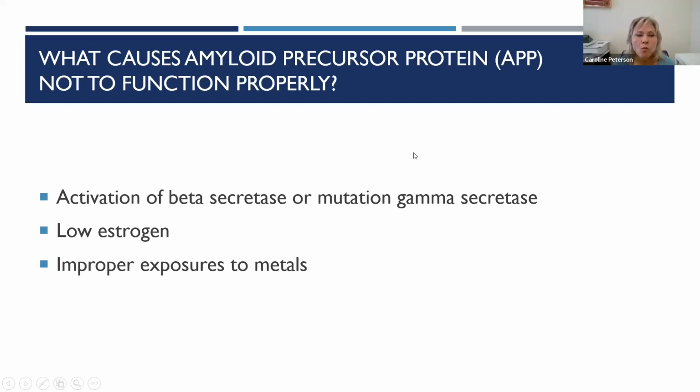So why does this APP, amyloid precursor protein, not function properly? Beta secretase, we talked about that. It gets activated. We'll talk about later why it's activated, or there could be mutation of gamma. That's minor, more minor than the beta primary. Low estrogen, that plays into it. Alzheimer's is more common in women who are postmenopausal. Men have low estrogen also, but their receptors are not used to having higher estrogen. And improper exposure to metals. That's another reason that you can have improper function of the amyloid precursor protein.